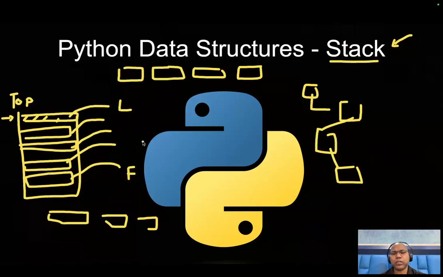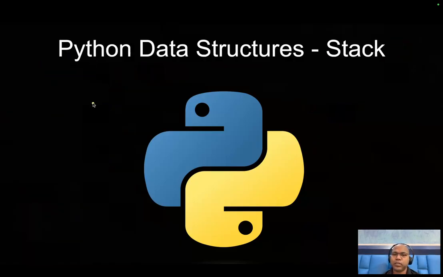Like a stack of books, this is a stack of books, stacks of plates, lots of things. Whenever you go to a party somewhere, they put plates one at the top, one at the top of that, one at the top of that. That is known as a stack of plates. So stack is just one way where we arrange the data in such a fashion that the last element will come out first. That is known as a stack.